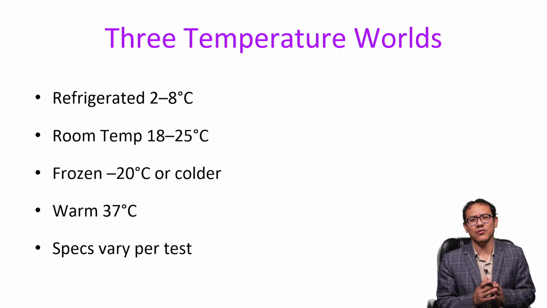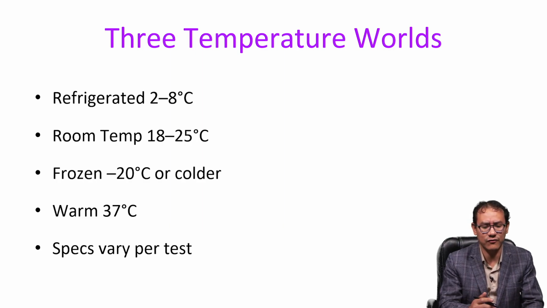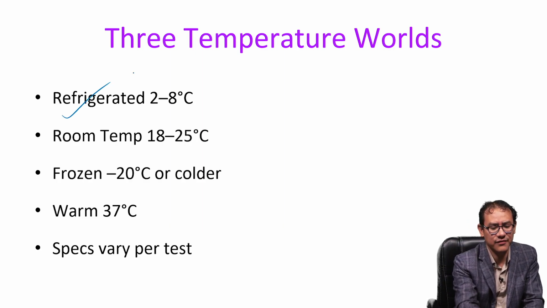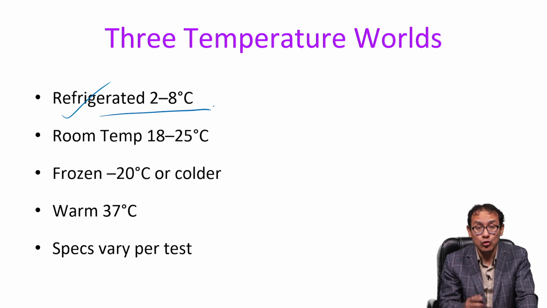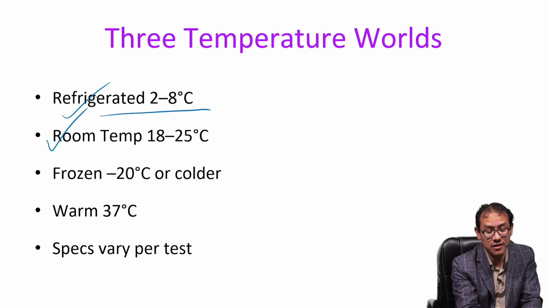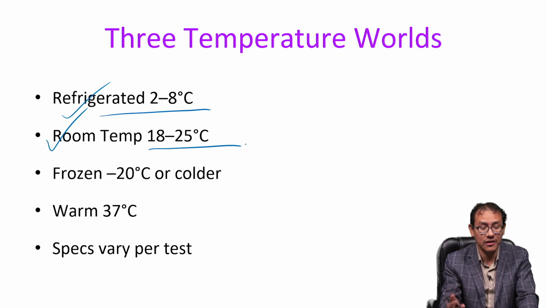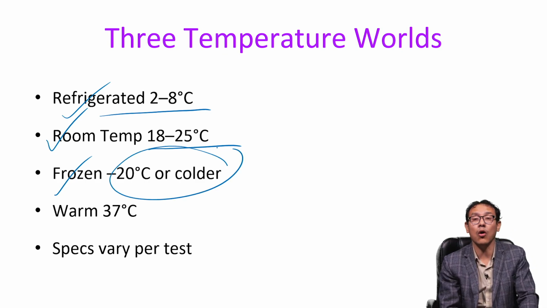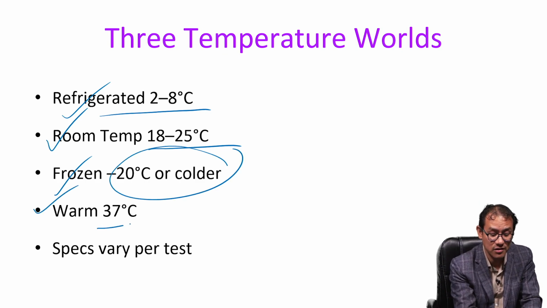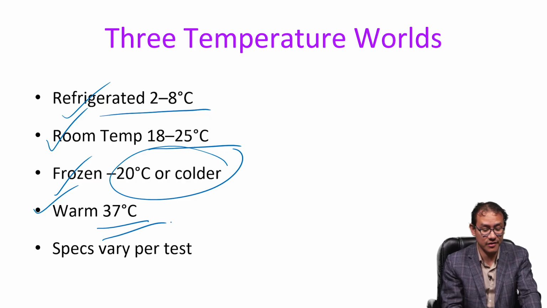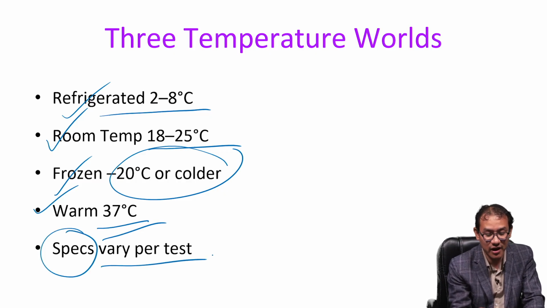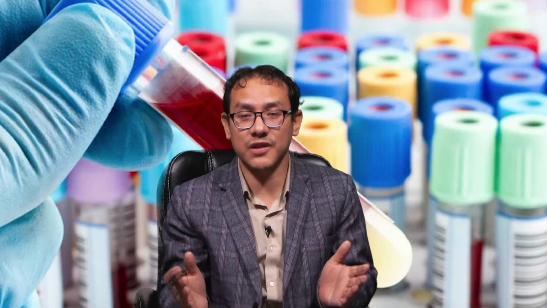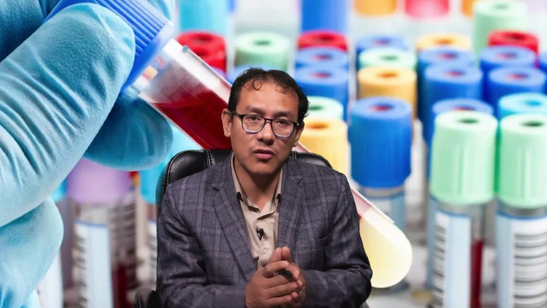Certain temperature requirements are there depending upon the specimen. For example, refrigerated may range around 2 to 8 degrees centigrade. Room temperature is approximately 18 to 25 degrees centigrade. Frozen is around minus 20 degrees centigrade or colder. Warm means around 37 degrees centigrade, near body temperature. The specifications vary depending upon the type of test required, so different tests may require different storage.